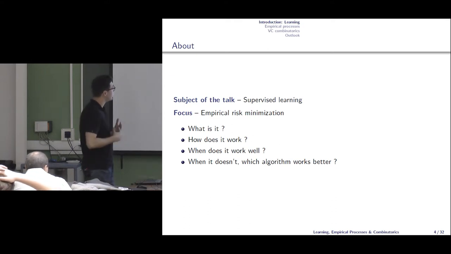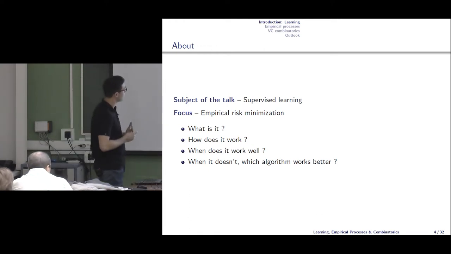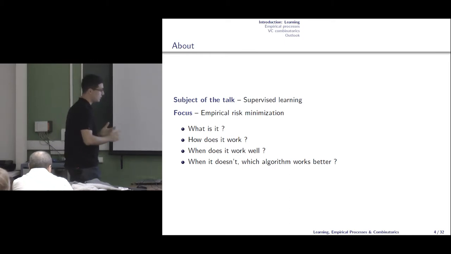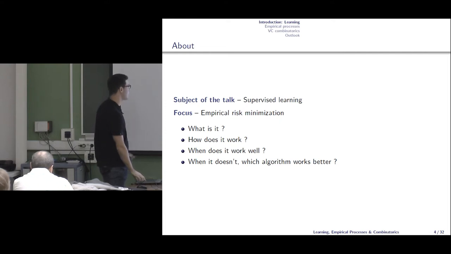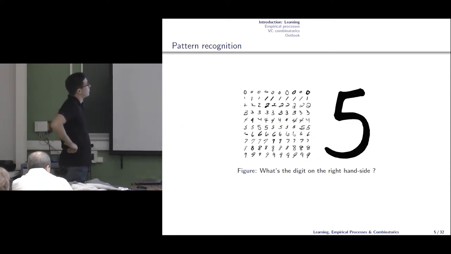So the subject of the talk is motivated at least by supervised learning, and with a focus on the natural method called empirical risk minimization, and we'll try to address the questions. So what is this learning technique? How does it work? When does it work well? And when it doesn't, which algorithm works better? So unfortunately, in the way I think the talk is going to go, I don't think we'll have a lot of time to discuss the last item, which is probably a very interesting one, but at least we'll cover in detail the first three parts.